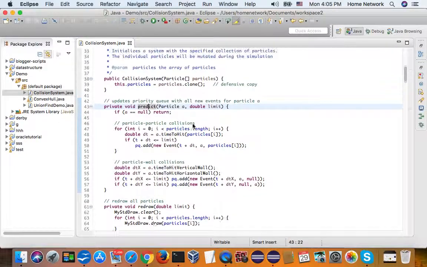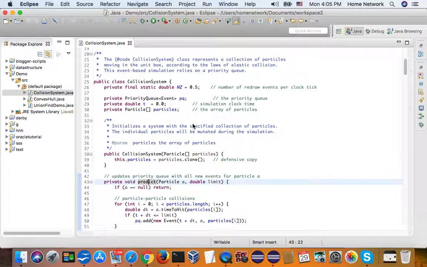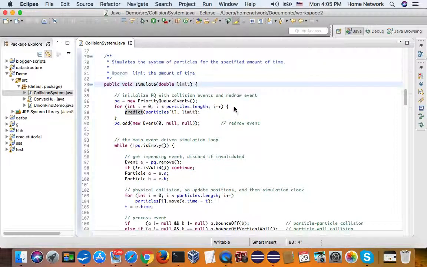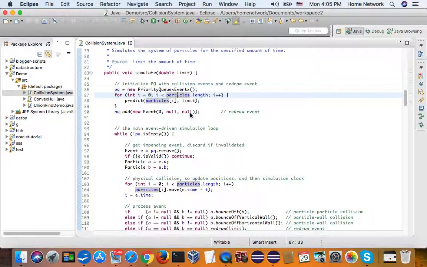Now we can predict. Once we can predict, we can simulate. Given a priority queue, we iterate through the particles, calculate their collision with their neighbor, and fill the priority queue.